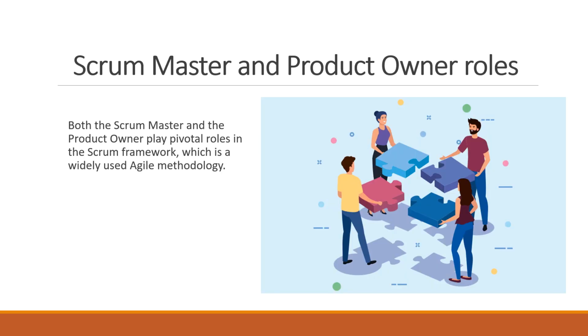Scrum Master and Product Owner roles. Both the Scrum Master and the Product Owner play pivotal roles in the Scrum framework, which is a widely used Agile methodology. Now, we'll be talking in detail about these roles, their responsibilities, their attributes, and their relationship within the Scrum team.